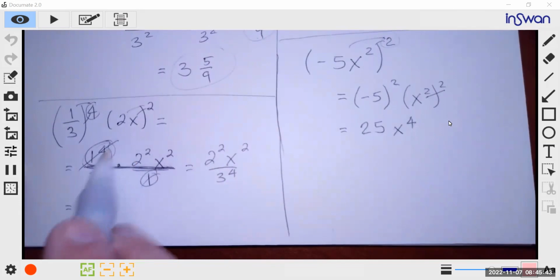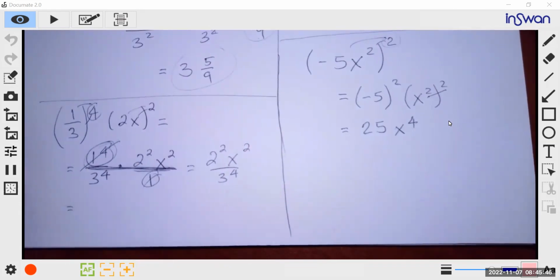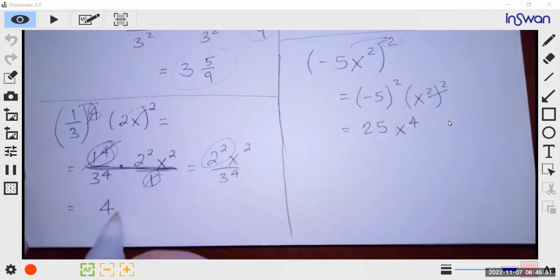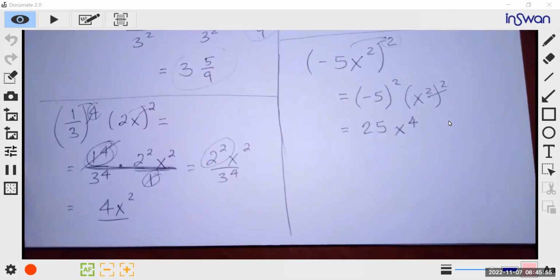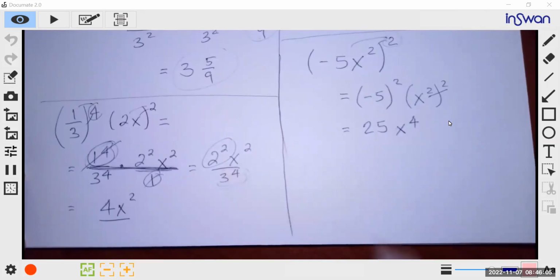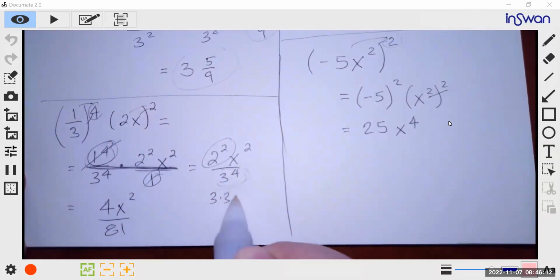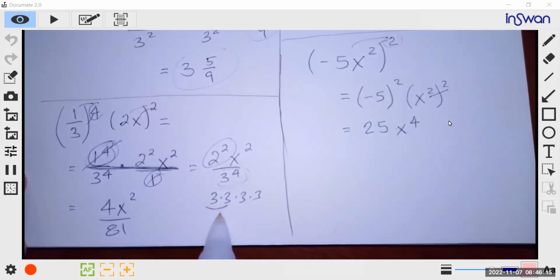Before we multiply them, we cancel whatever we could first. So 2 squared is 4. 3 to the 4th is what? Yeah, look at it. You have the equation, you should get the same answers. 81, because it's 3 times 3 times 3 times 3. 3 times 3 is 9. 3 times 3 is 9. 81.